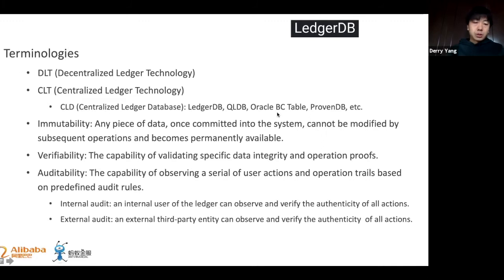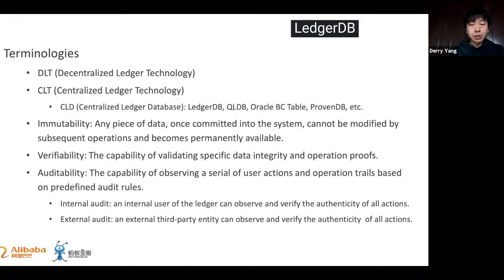First of all, we still have to interpret some terminologies in my presentation. We are all familiar with DLT, so I'm not going to talk about it much. CLT is an emergent branch in Ledger Technologies, and we propose a new term called Centralized Ledger Database, CLD, which belongs to CLT, Centralized Ledger Technology. LedgerDB, Amazon QLDB, Oracle with blockchain table, and ProvenDB all belong to this kind of database.